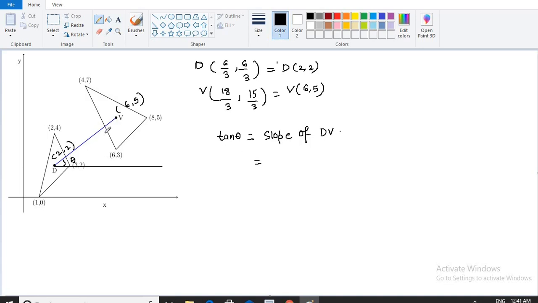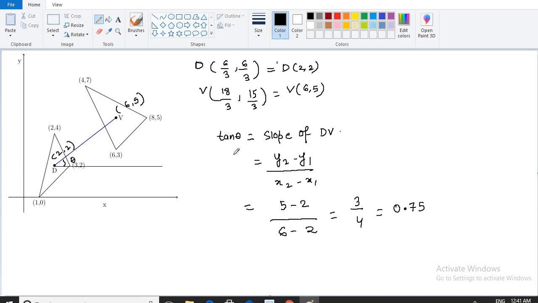Now we already have these two points, so we don't have to do a lot. Just put down the formula, y2 minus y1 over x2 minus x1, put in these values and you will get the answer. I will consider V as x2, y2 and D as x1, y1. So this will be 5 minus 2 over 6 minus 2, which gives 3 by 4. So it will be 0.75.